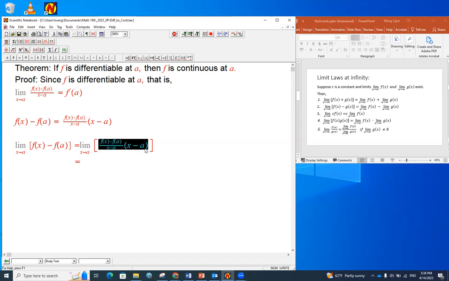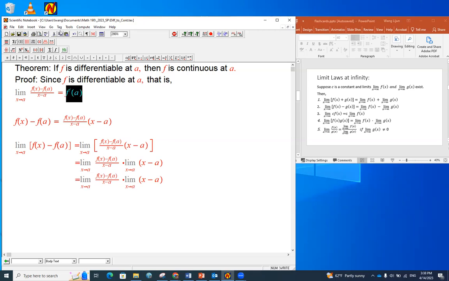So the limit of the product is the product of the limits. So this limit and the other limit. And of course, we know that the former limit is a derivative, right? The derivative of f at A. And for this piece, the limit is 0, right? It's a polynomial. So it equals 0.